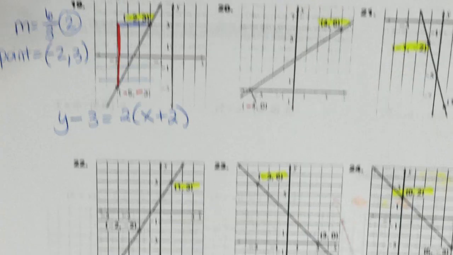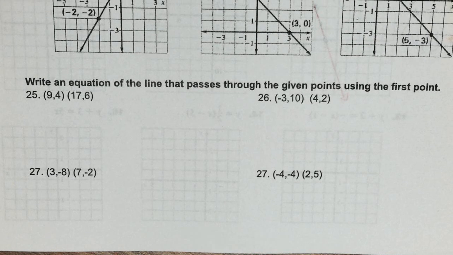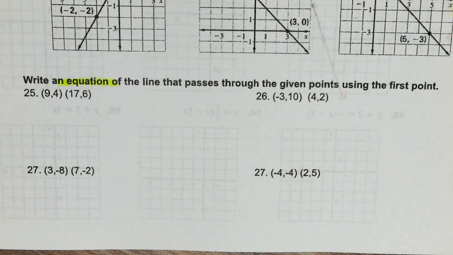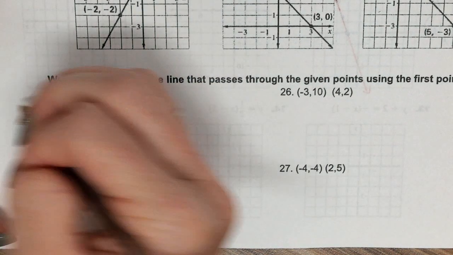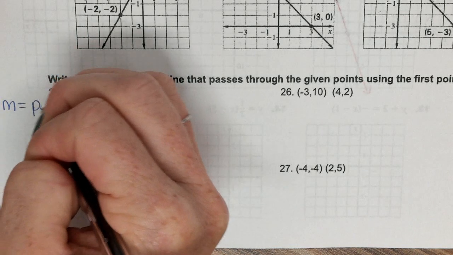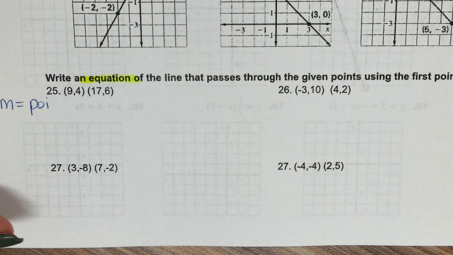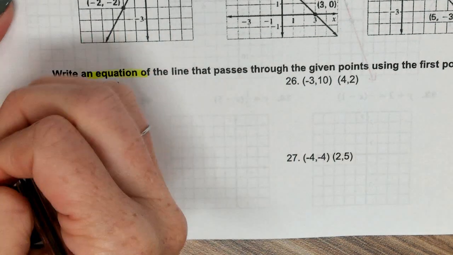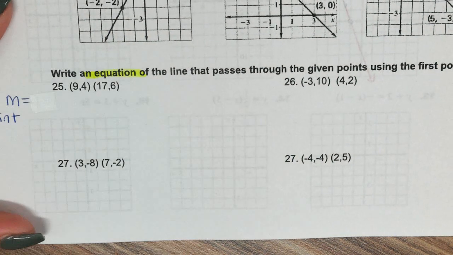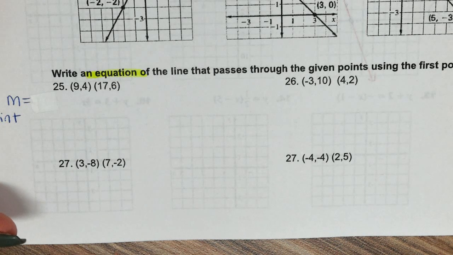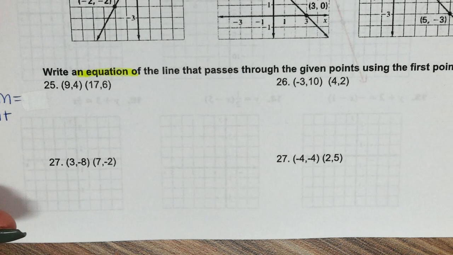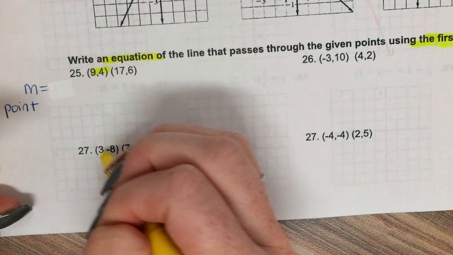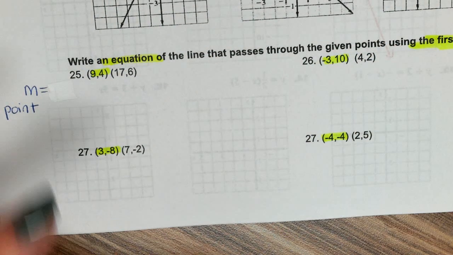All right, go to the bottom. What do these directions say to do? All right, using point slope form. So I need an m and a point. Oops, not m equals point. All right, I need an m and a point. Okay, you get to pick because, no, you don't. Look what it says, using the first point. So you have to use the first point.